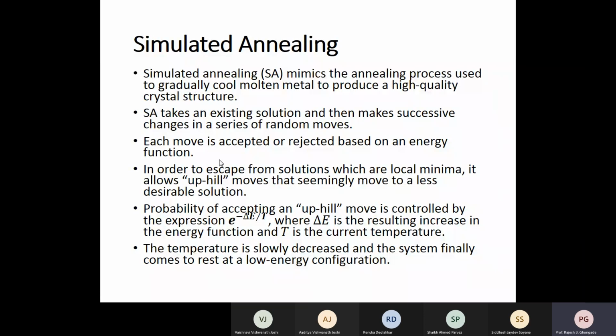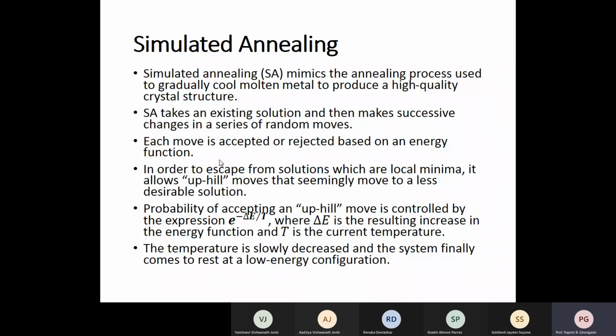So if I change the temperature, the energy changes. Just like the annealing process where the temperature is gradually decreased and the energy also decreases, we have to see to it that you get the least energy point. So the temperature is slowly decreased and the system finally comes to rest at a low energy configuration. Remember that low energy configuration is the most stable kind of configuration. All right, so this is our expected global minima, you can say.